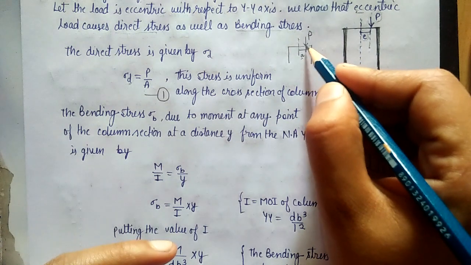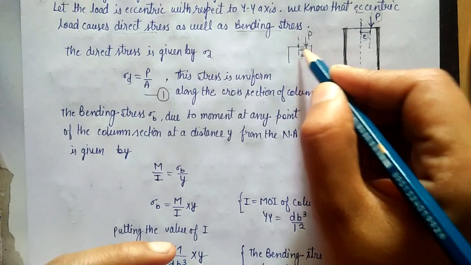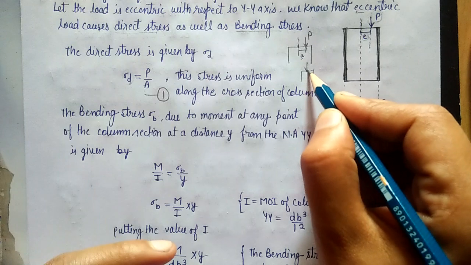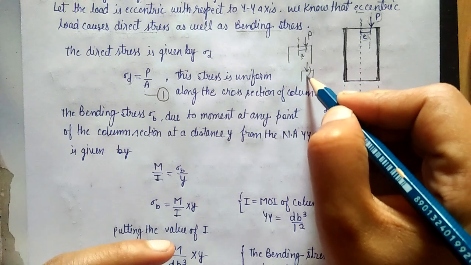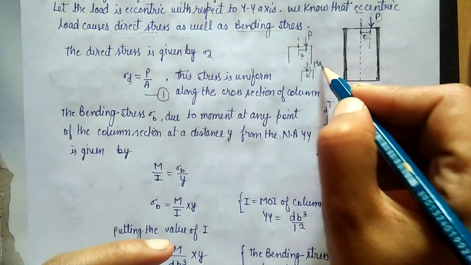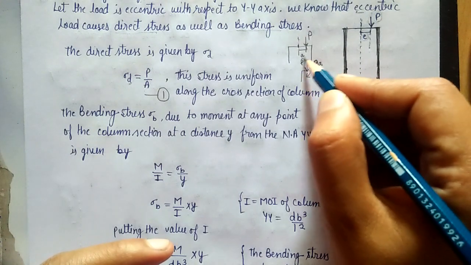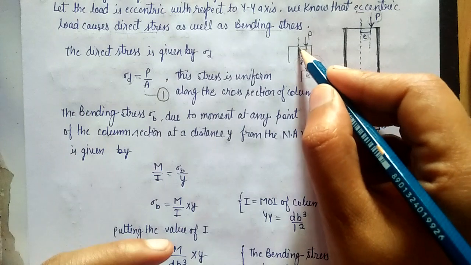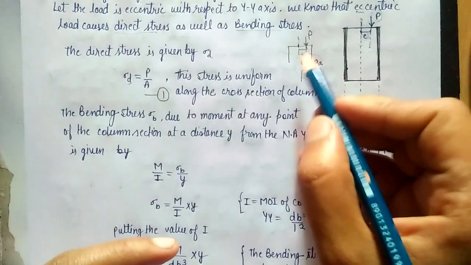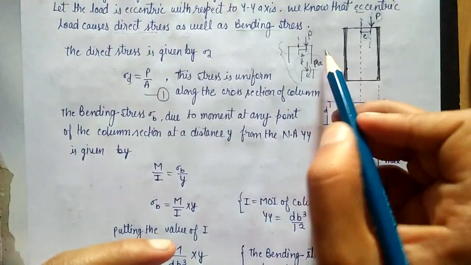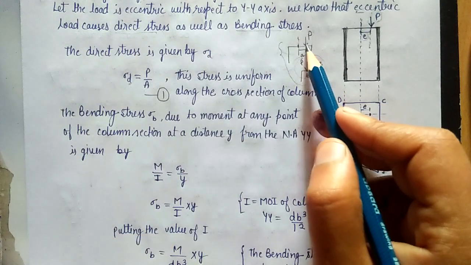So how can we shift this load into this position? We shift the load as direct load P, and because it is producing a moment, P into a, the moment also comes into the picture along with the load P. This is how we can shift our load from one position to another position. We will discuss this concept later; it's just to help understanding.